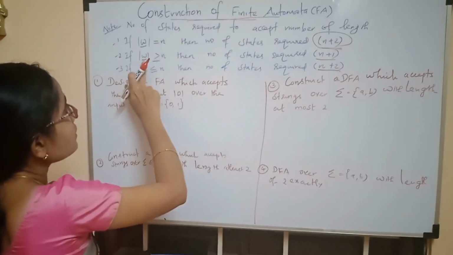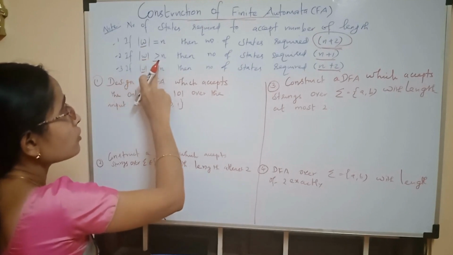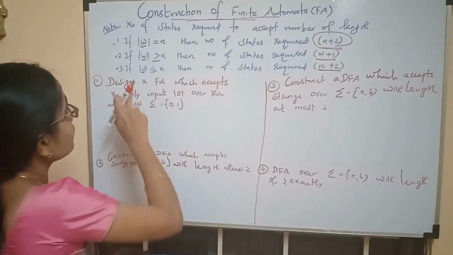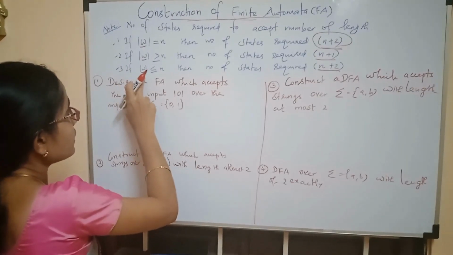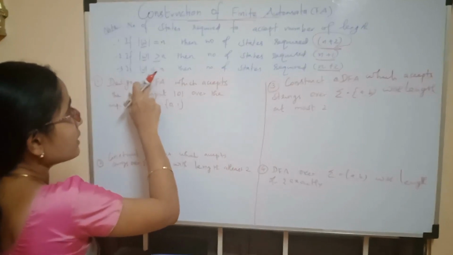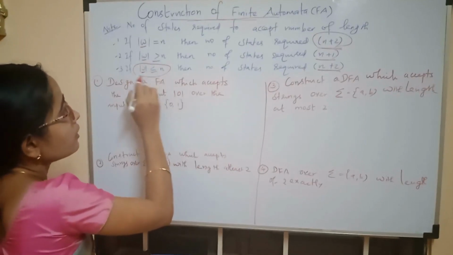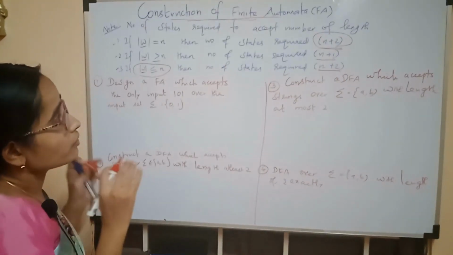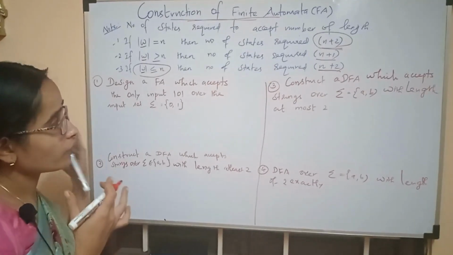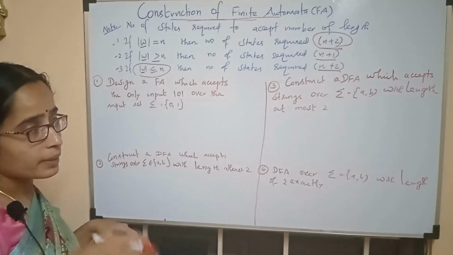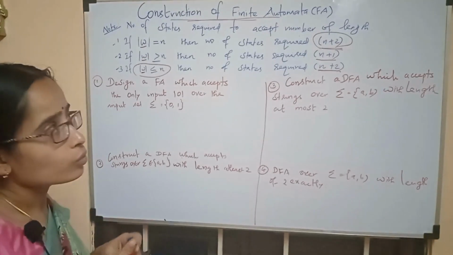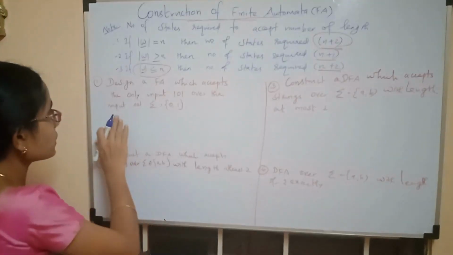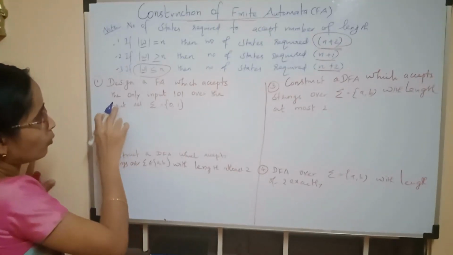The second category is whenever the length of the string w is greater than or equal to n, which means I have to take n plus 1 states. The third one is when the length of the string is less than or equal to n, then the number of states required is n plus 2 again. Just keep this format in your mind. When they are asking some questions, just apply that, and I will also tell you how to fix the number of states. First we will see the first problem statement.